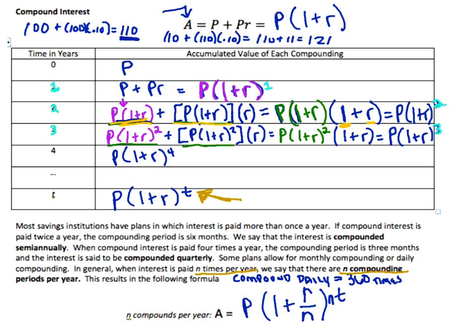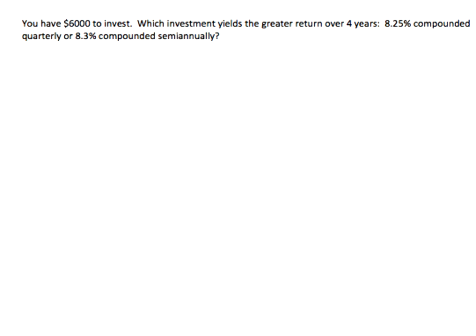So let's take a look at an example using this formula. And I'll write the formula up here as well. We have account balance equals P times 1 plus R over N to the NT. Okay, so you have $6,000 to invest, and basically we're going to compare two investments and see which one's a better deal for us. So I'll do this first one in purple. So we have $6,000 to invest in one of these investments.